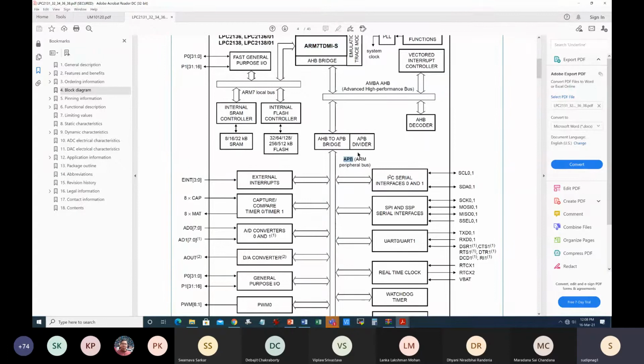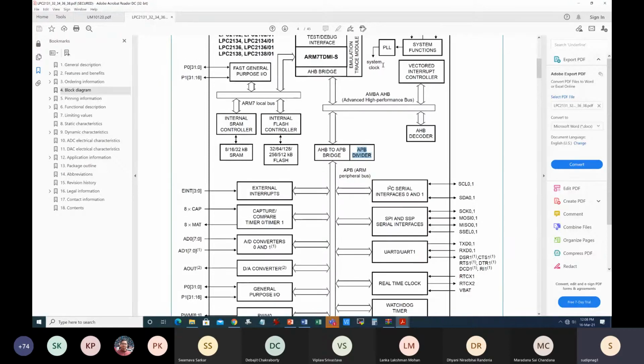In this case, the APB divider is utilized, because the APB divider reduces the overall system clock speed to a lower frequency, which is called the P clock. So the P clock is the output of this APB divider, and the input of this is the system clock, which is also called the core clock or CCLK. CCLK is the system clock, and PCLK is the APB clock.